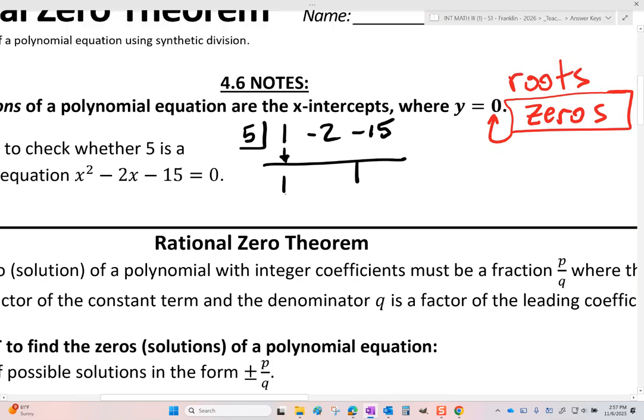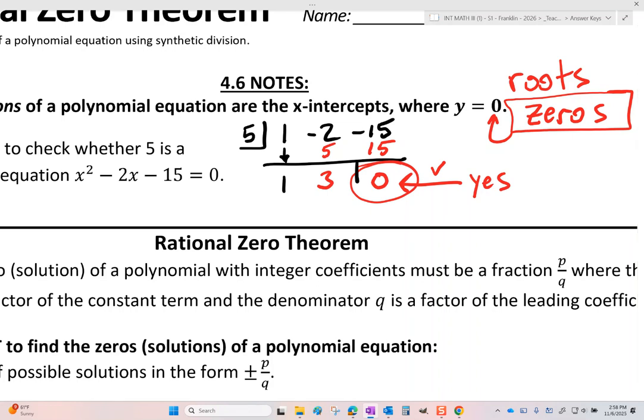And then we'll go through it. 1 times 5 is 5, minus 2 is 3, times 5 is 15, and we get 0. So because we get 0 here, yes, 5 is a 0 of this quadratic equation. Now, since this was a quadratic equation, I could have used factoring, I could have used the quadratic formula to also confirm this, but you can imagine for higher degree equations, this maybe is a simpler method, especially when you consider that the quadratic formula only works for quadratic equations.